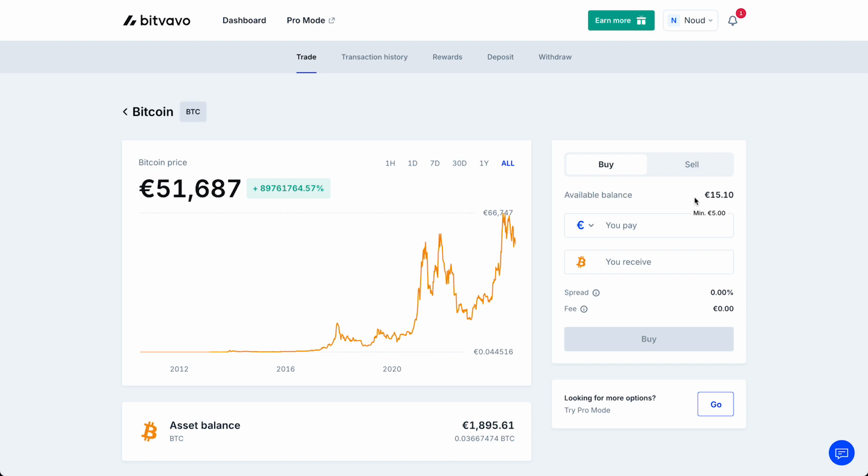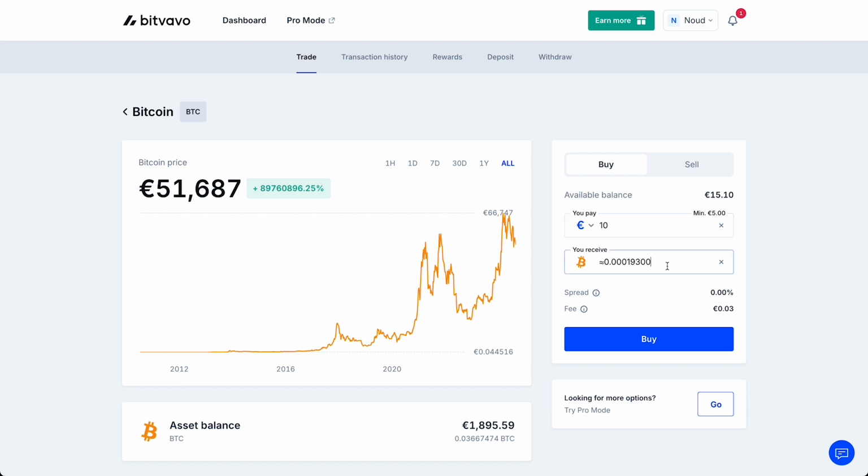Of course, you need to make sure you have enough balance on your Bitvavo account. As you can see, I right now have 15 euros on my Bitvavo account. So make sure you have enough money on your account. Otherwise, of course, you cannot buy Bitcoin. But what you need to do, if you want to pay, for example, 10 euros worth of Bitcoin, just fill in 10. So now in this case, if I tap on buy, I buy 10 euros worth of Bitcoin. The minimum amount, by the way, is 5 euros, so keep that in mind.